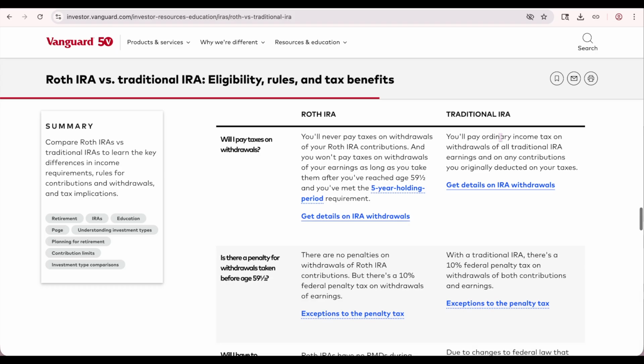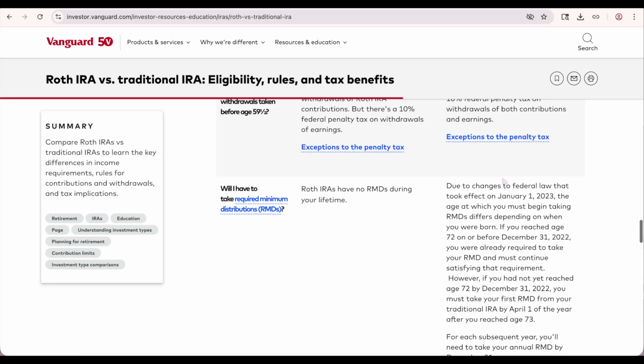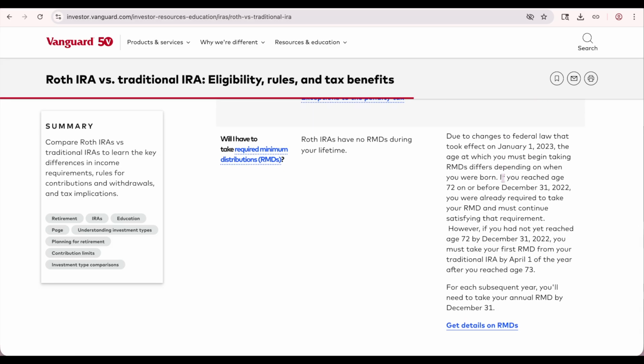Now, when we take a look at the restrictive age for it, there are no penalties on the withdrawals for the Roth IRA, even if it's taken before the age of 59 and a half. But on the other side, there's a 10% federal penalty tax on those withdrawals. So this is why it's always best to pre-plan as far as what you feel your decision making will be in the long term. And then scrolling down, we take a look at the RMDs. The Roth IRAs have no RMDs during your lifetime, but traditional ones do have some federal laws that you definitely want to take into account.